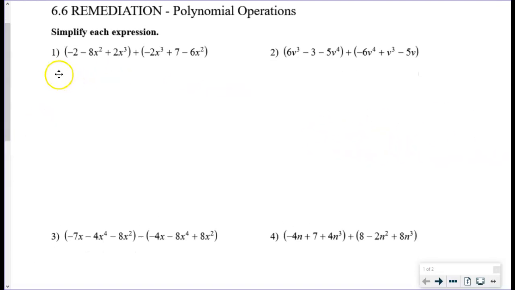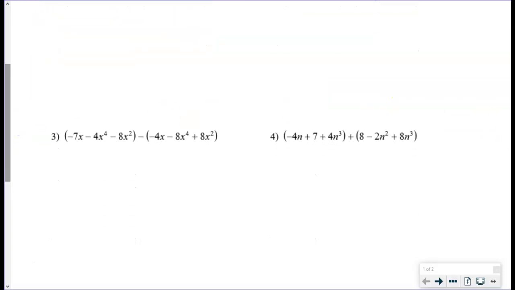Alright, so the first two questions I'm actually not worried about. You just got to make sure you add your like terms. So watch out for that. Maybe use some colors and markers or something to kind of combine the like terms. The problem I'm worried about is 3 and 4, where we're going to subtract our like terms.